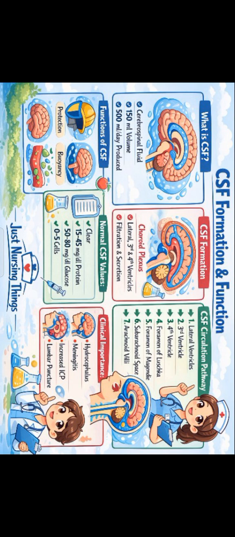Now we have hydrocephalus. When CSF accumulates excessively, it is mainly of two types, communicating and non-communicating. In babies, head enlargement is seen, and in adults, headache and vomiting will be seen. The treatment is shunt surgery.